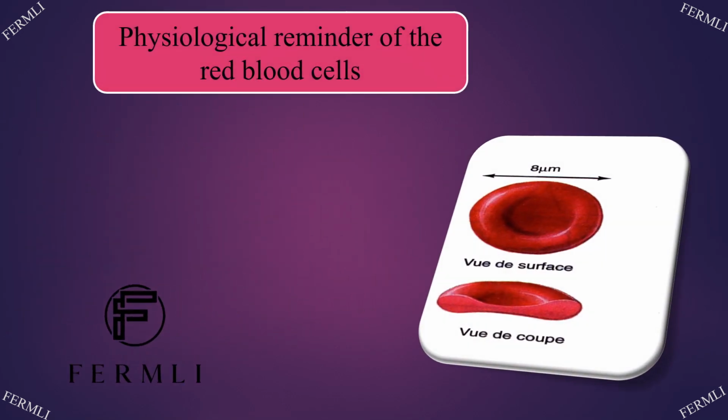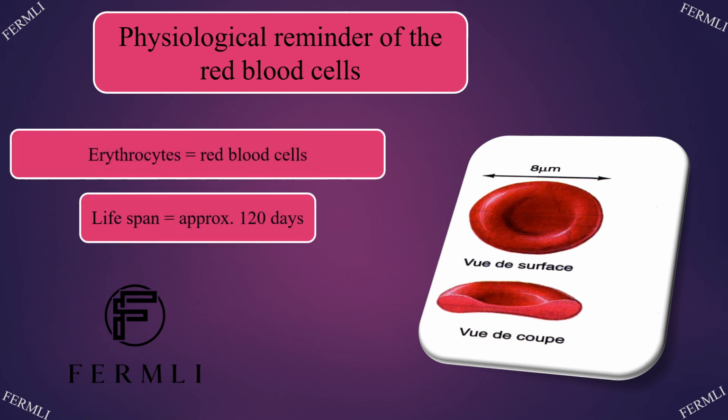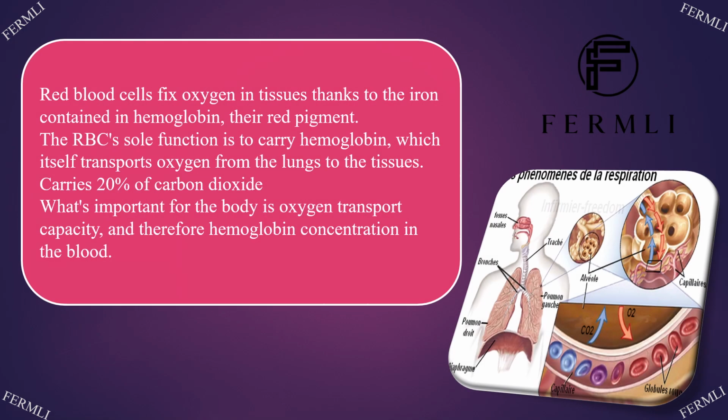Physiological reminder of the red blood cells. Erythrocytes equals red blood cells. Lifespan equals approximately 120 days. Red blood cells fix oxygen in tissues thanks to the iron contained in hemoglobin, their red pigment. The RBC's sole function is to carry hemoglobin, which itself transports oxygen from the lungs to the tissues. Carries 20% of carbon dioxide. What's important for the body is oxygen transport capacity, and therefore hemoglobin concentration in the blood.